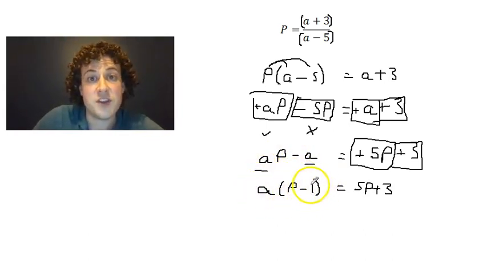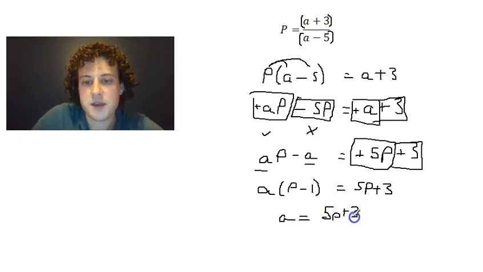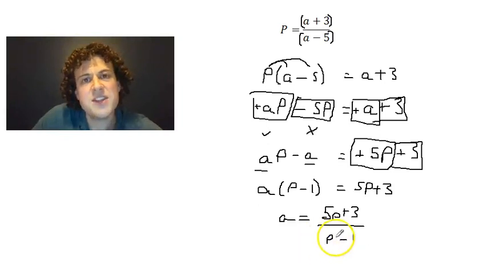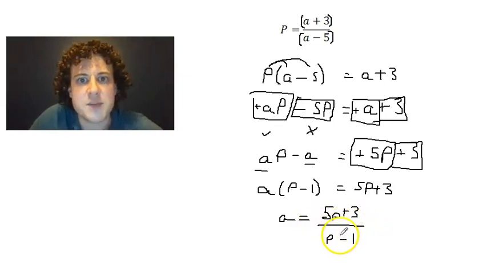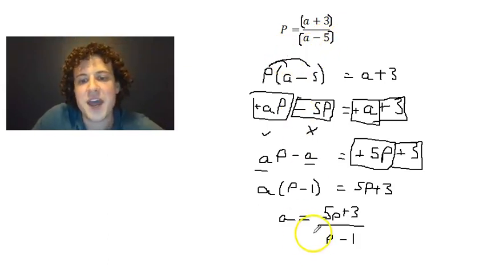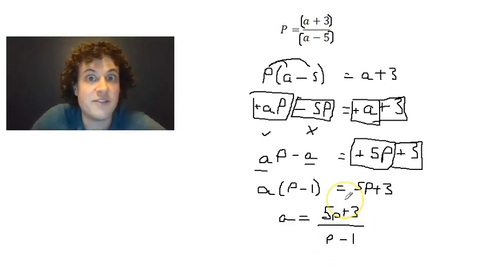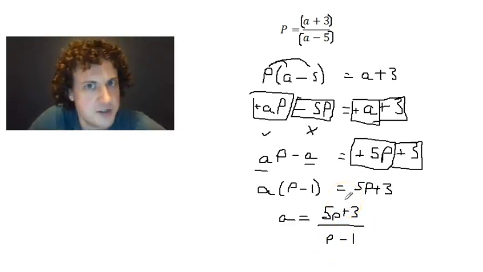And how do we get rid of the thing we don't want? We're timesing by the whole bracket, so we're going to divide by that whole bracket. And I'm going to get a equals 5p plus 3 all over p minus 1. I don't need the bracket anymore because the fraction line implies a bracket, just like it did up here, and we put the brackets on so we wouldn't forget. Well, now we don't need to do anything, so we don't need those brackets, so we can't forget to do something that we're not going to do.